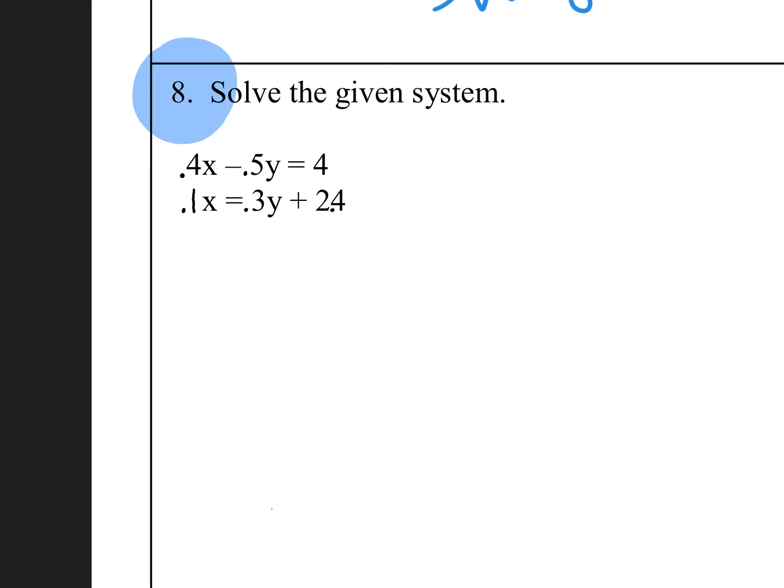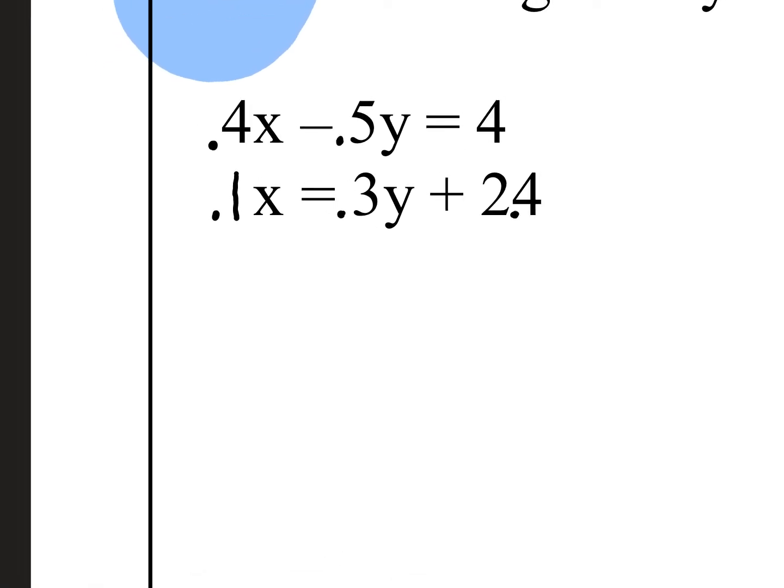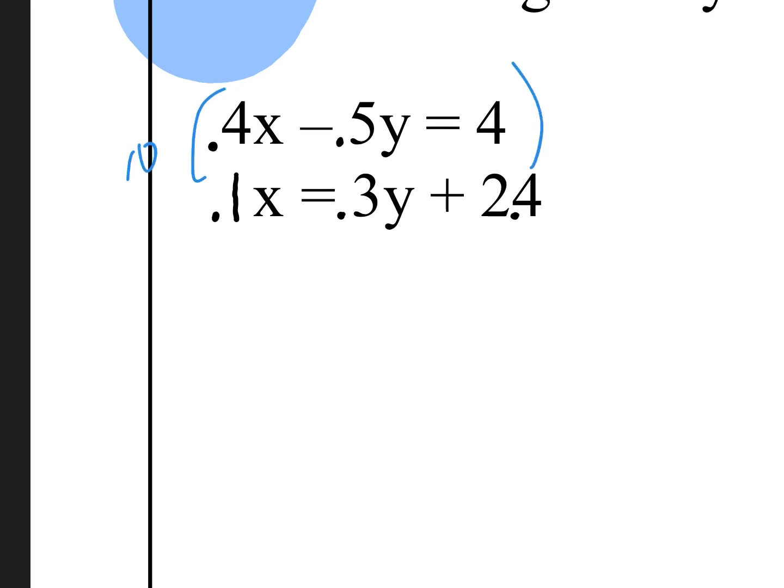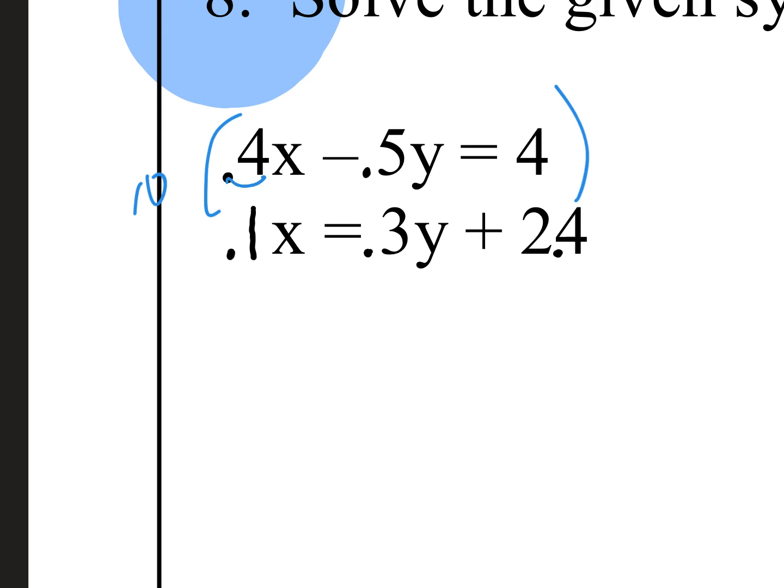Here's a little trick with decimals, guys. We can make them whole numbers. What if I multiplied this whole top by 10? What does it do to the decimal point? It moves it over, and this becomes 40. So I have 4x minus 5y equals 40. Is that easier to look at?